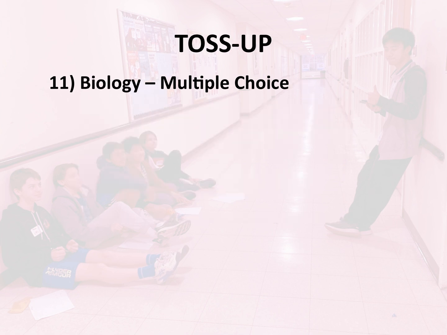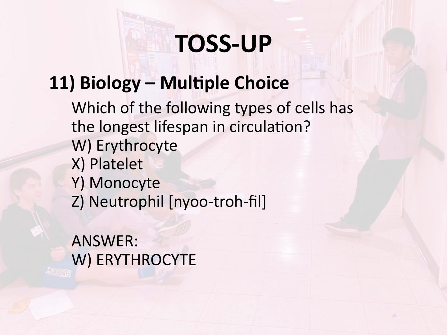Toss-up, 11. Biology, multiple choice. Which of the following types of cells has the longest lifespan in circulation? W. Erythrocyte. X. Platelet. Y. Monocyte. Z. Neutrophil. Answer. W. Erythrocyte.